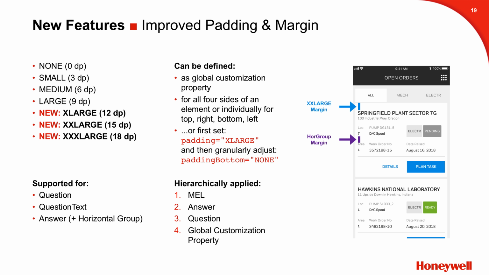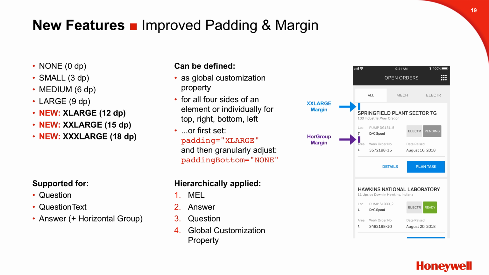And they are supported for questions, question texts, as well as answers, and they can even be defined for horizontal groups. The horizontal groups are normally not rendered themselves, but you can add a margin to them. You can see that in the example on the right. The purple arrow is pointing at a margin top applied to a horizontal group, the one that says area, work order number, and date raised.